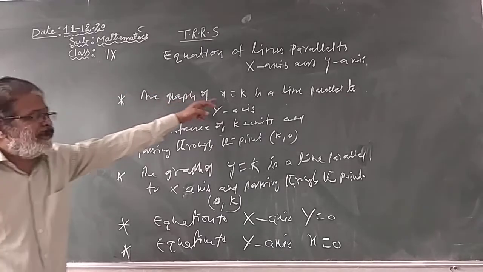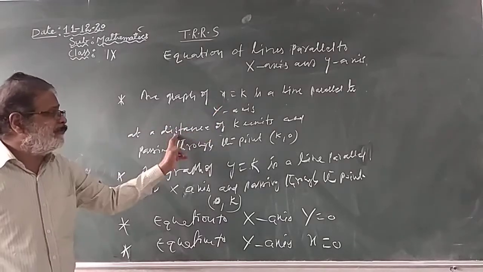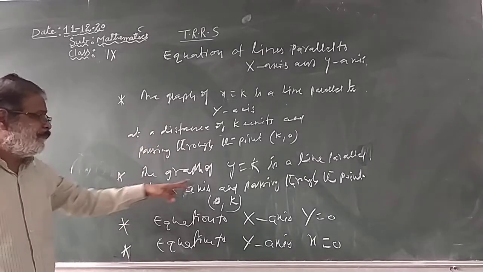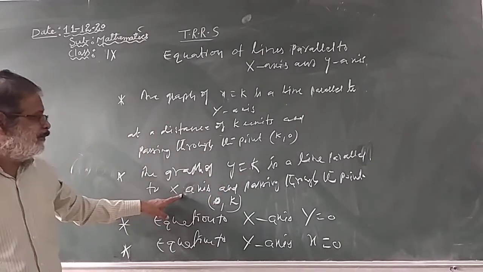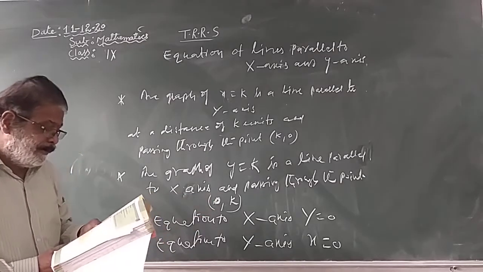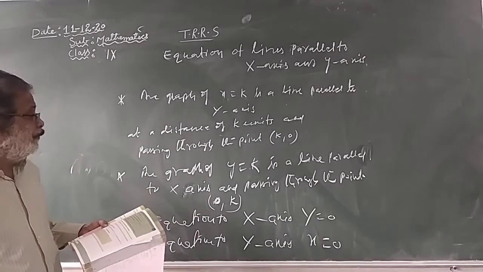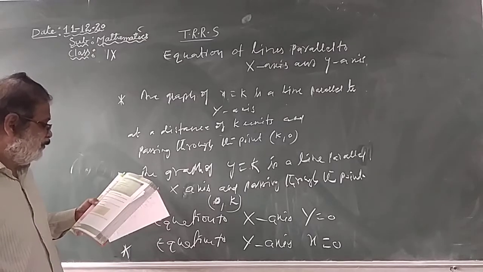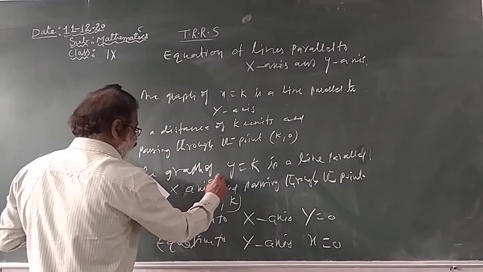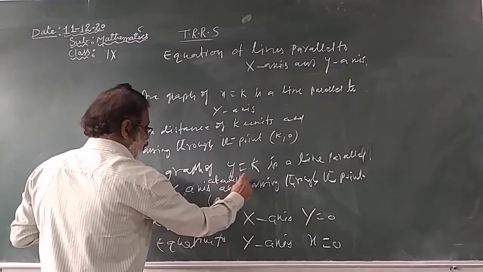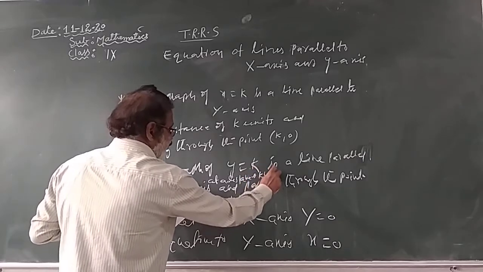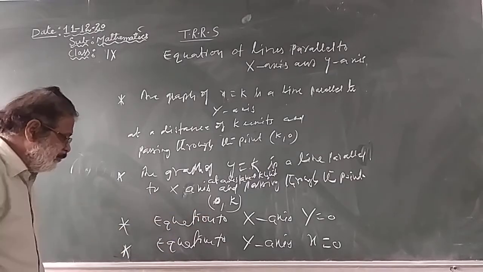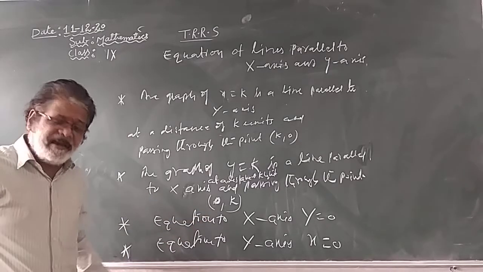The graph of x equal to k is a line parallel to the y-axis and passing through the point k comma 0, at a distance of k units. The graph of y equal to k is a line parallel to the x-axis at a distance of k units, and passing through the point 0 comma k. The equation of the x-axis is y equal to 0. The equation of the y-axis is x equal to 0.